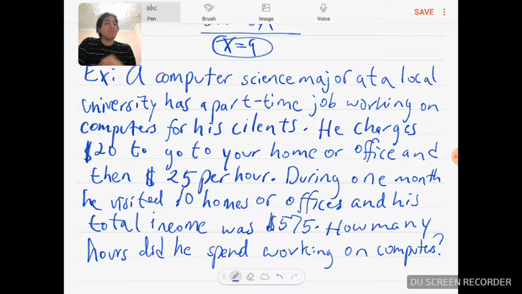Now that's very important. Let's read the whole thing again. A computer science major at a local university has a part-time job working on computers for his clients. Okay, that detail is not important. He charges $20 to go to your home or office, and then $25 per hour. During 1 month he visited 10 homes or offices and his total income was $575. How many hours did he spend working on computers?